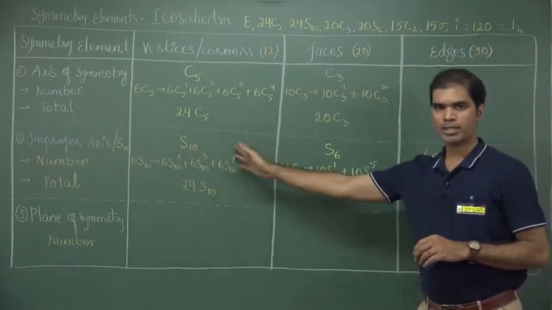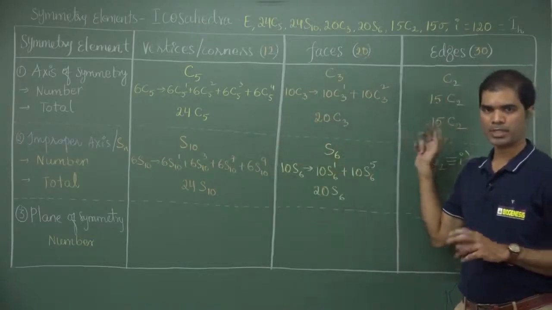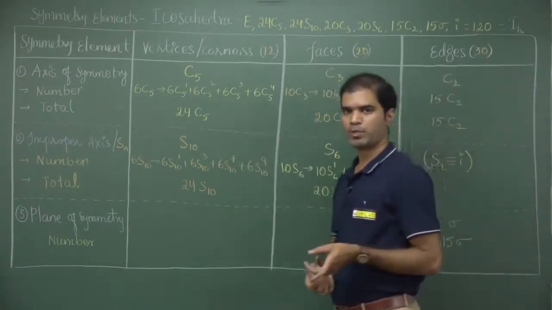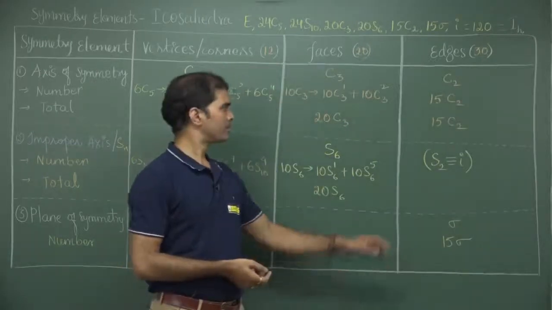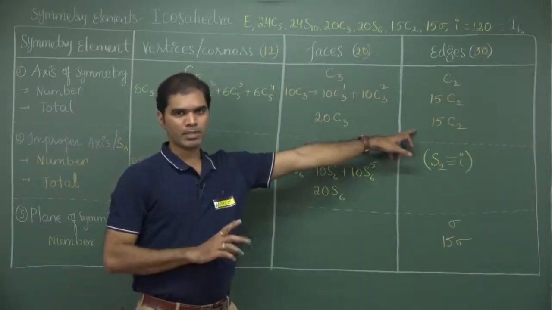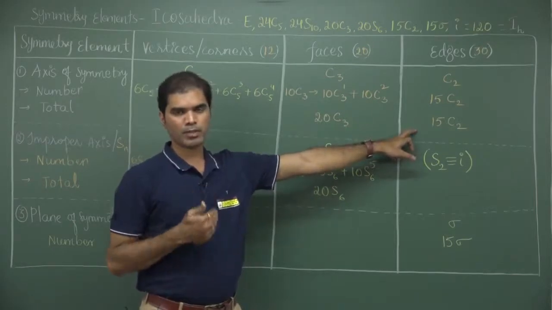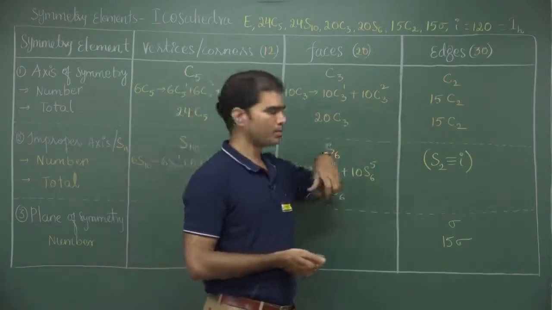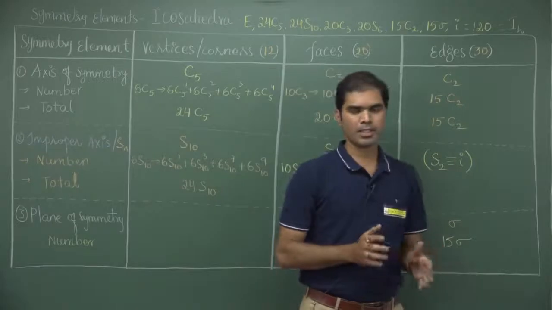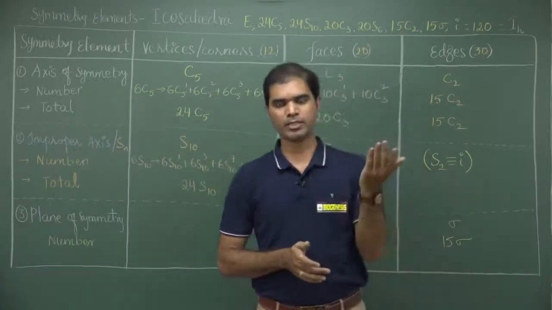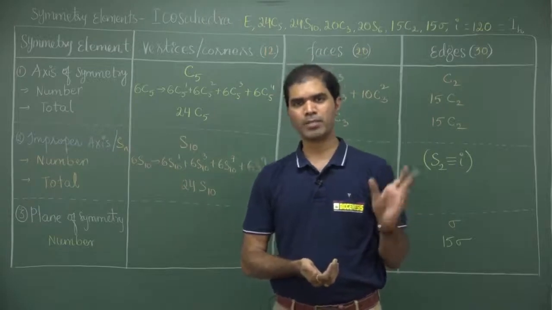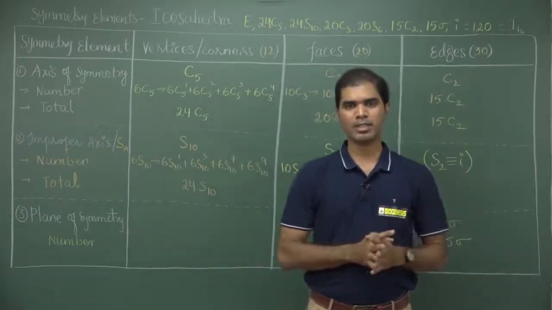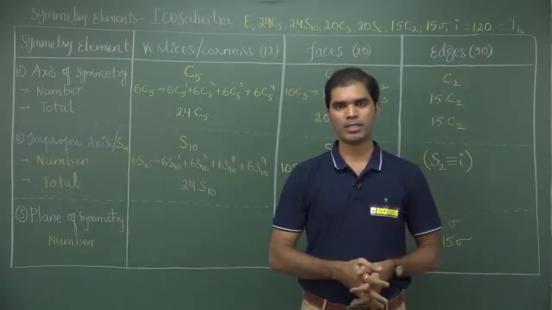Vertices are completed, faces are completed, come to the edges. There are 30 edges in 15 pairs. From each pair of opposite edges, C2 will pass, therefore there will be 15 C2s. Inversion is also present in it, which can be generated either from S6 or from S2. And finally, there are 30 edges in 15 pairs. From each pair of edges, one sigma will pass. You need not mention it to be a dihedral or a vertical plane. You can simply call it a sigma. So this makes up altogether 120 symmetry elements.